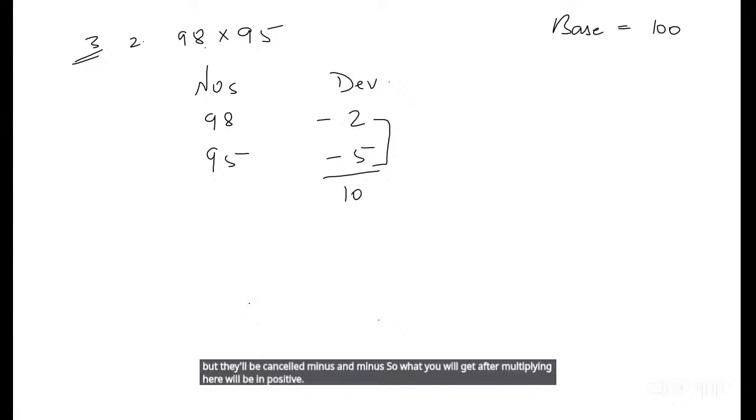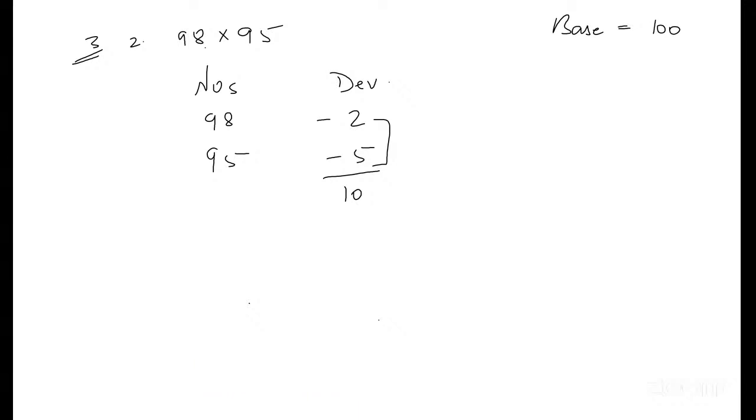15, ma'am. No, 15, sorry, 10. It's 10. 10, right? Okay, so it will be cancelled. So positive 10 we will get here. Okay, then what is the next step?